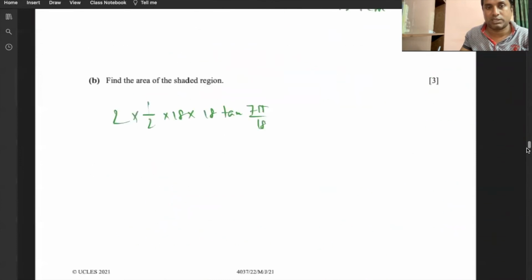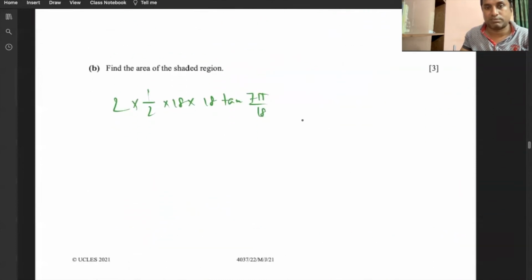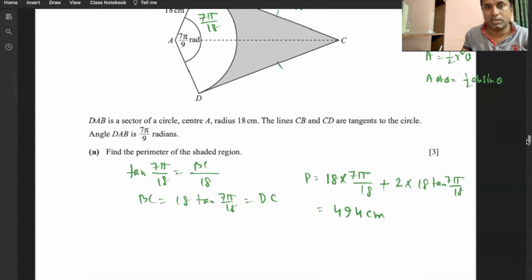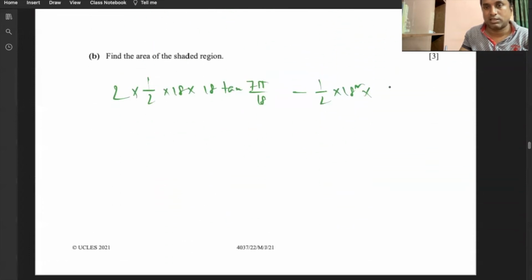Now the next thing is area of sector. Area of sector is half 18 square theta, 7 pi by 9. Now this is the area of the shaded region, I mean the area of the whole thing, two triangles, minus the area of the sector. Then we can easily do area of kite minus area of sector. You can solve it that way also.